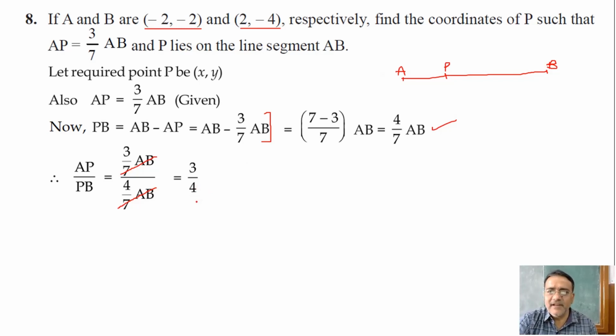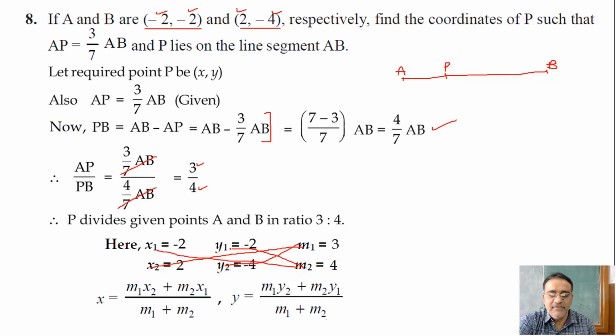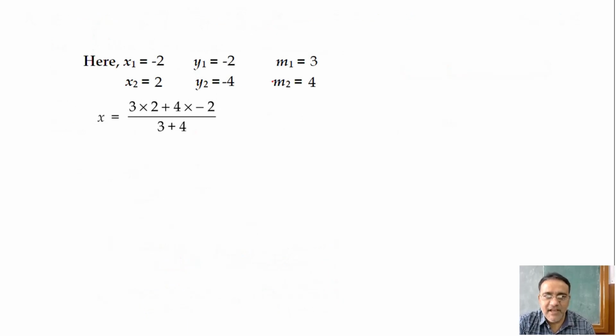Now what is x1, y1 and x2, y2? This is x1, y1, x2, y2, and m1 is 3 and m2 is 4. So we'll substitute all the values. Now write the formula: m1 x2 plus m2 x1 upon m1 plus m2, and the second one is m1 y2 plus m2 y1 upon m1 plus m2. After writing the formula, we are getting 3 into 2 plus 4 into minus 2 upon 3 plus 4.